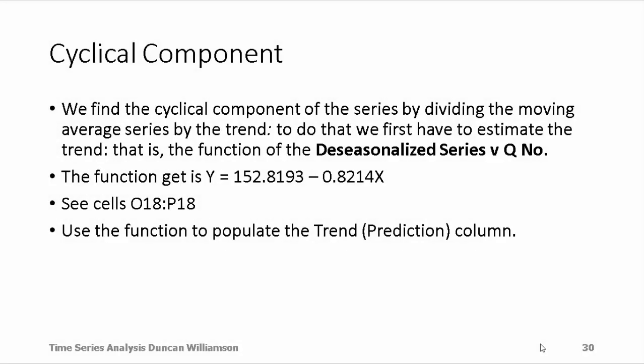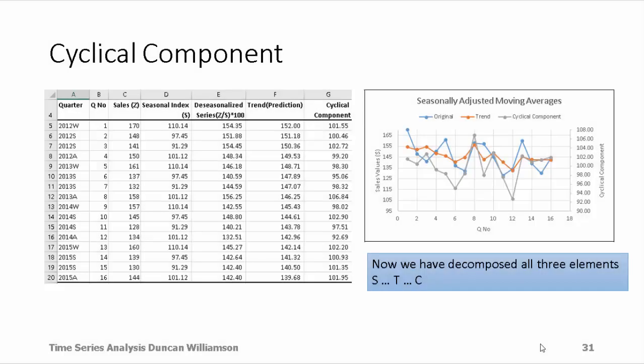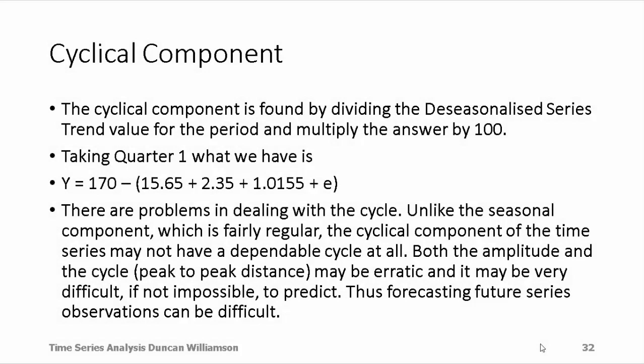We find the cyclical component of the series by dividing the moving average series by the trend. To do that, we first have to estimate the trend, which is the function of the deseasonalized series versus quarter number. The function you get is 152.8193 minus 0.8214x, as we've just seen, and see the cells O18 to P18 for that. Use the function then to populate the trend prediction column. And now we've decomposed all three elements, S and T and C. You can see in the graph and you can see in the table. The cyclical component is found by dividing the deseasonalized series by the trend value for the period and multiplying the answer by 100.